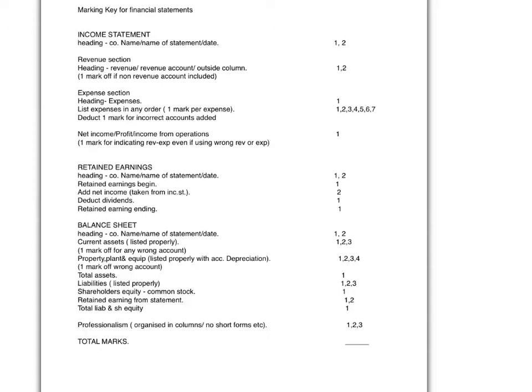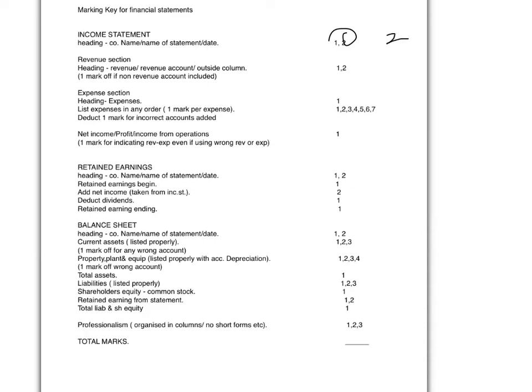Now, to begin with, the income statement. We start off, and the first thing is the heading. And the heading must have the name of the company, the type of statement, i.e. the income statement, and the date for the year ending December 31st. Now, if all those three are there and presented without short forms, then we would mark that with a 2. Okay? So that would be 2.